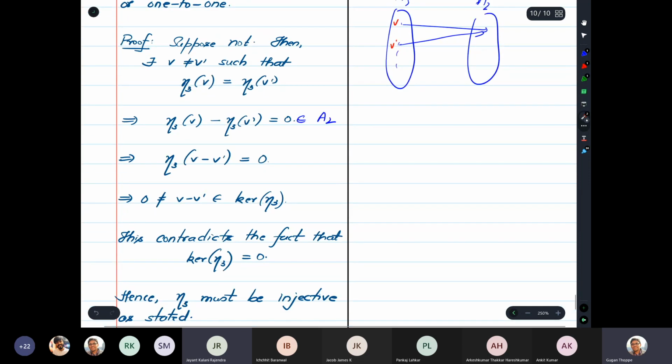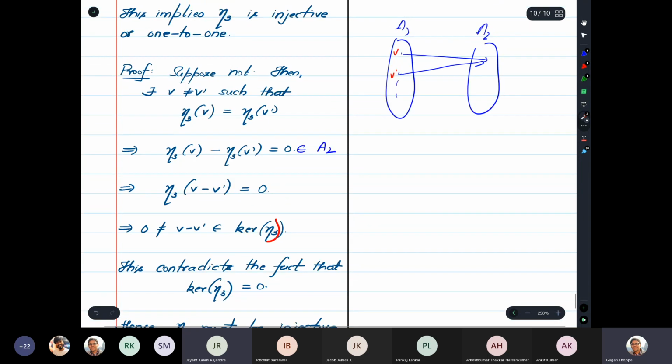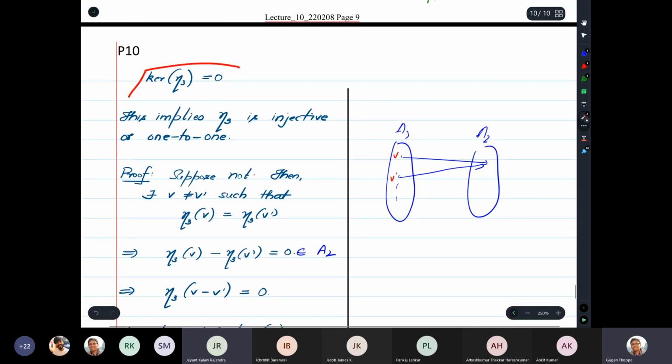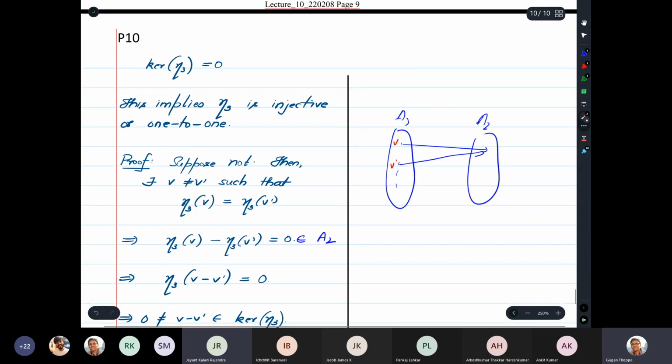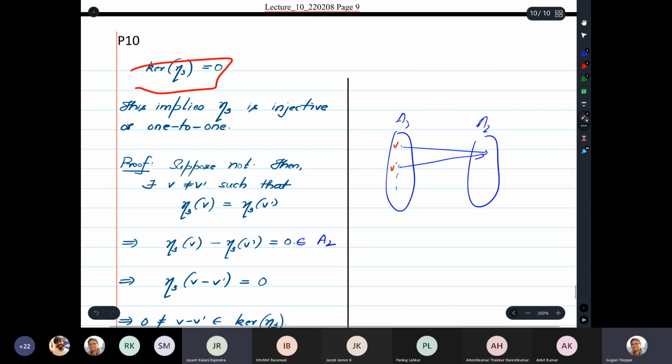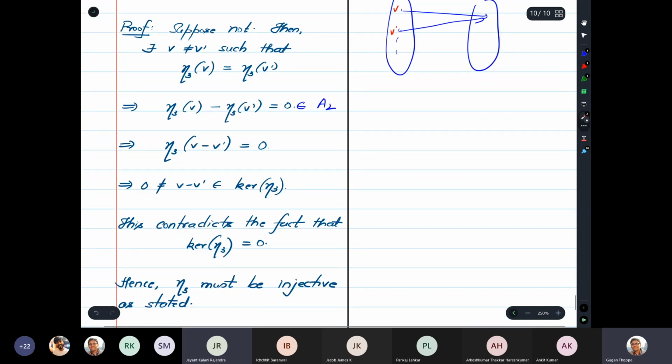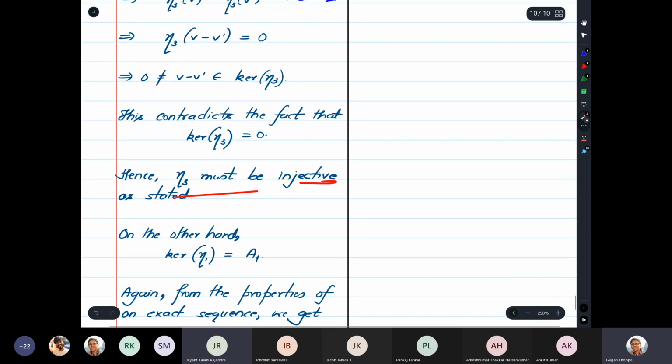So this automatically implies that there is a non-trivial element in the kernel of eta 3, which contradicts the given condition that the kernel of eta 3 is trivial, right? So I hope you agree that the kernel of eta 3 being trivial automatically implies that eta 3 must be an injective or a 1-to-1 map, right?